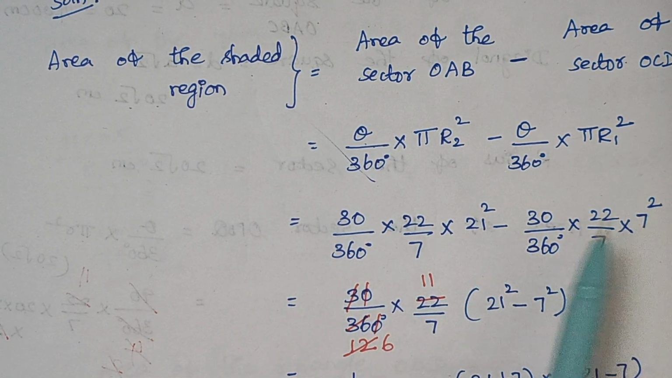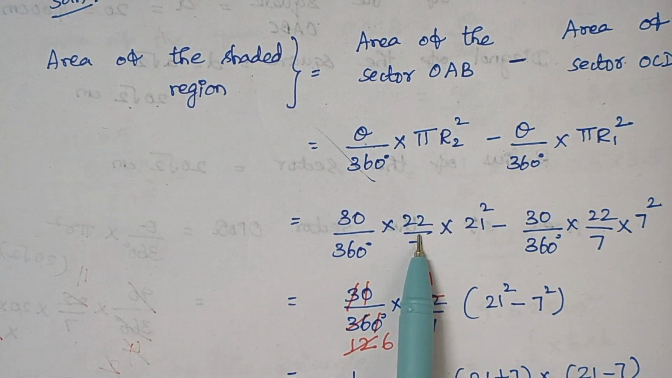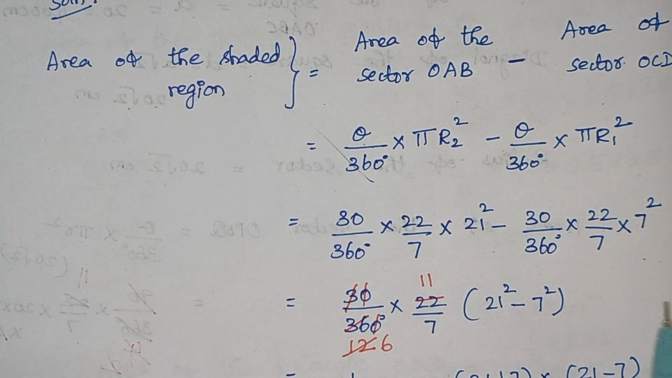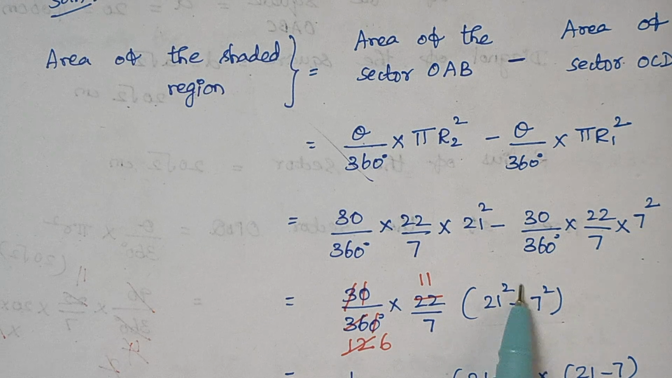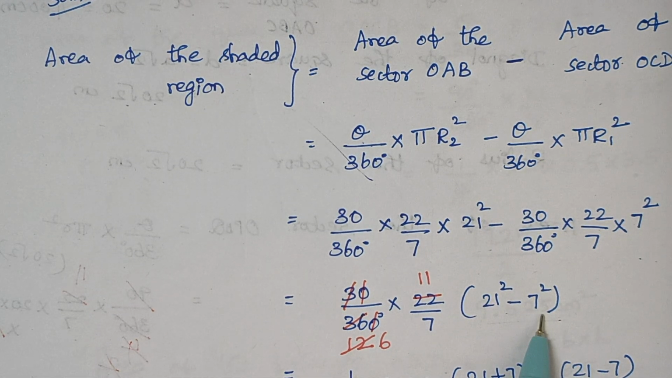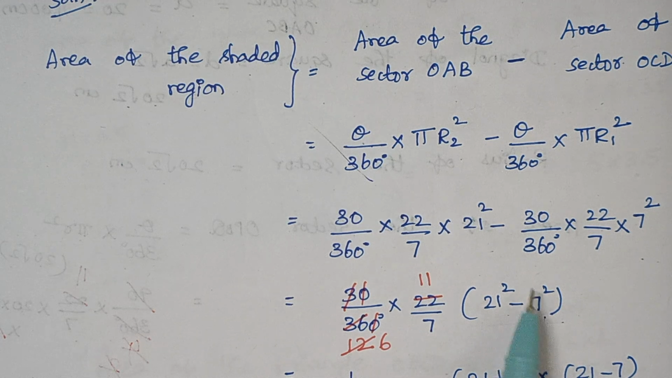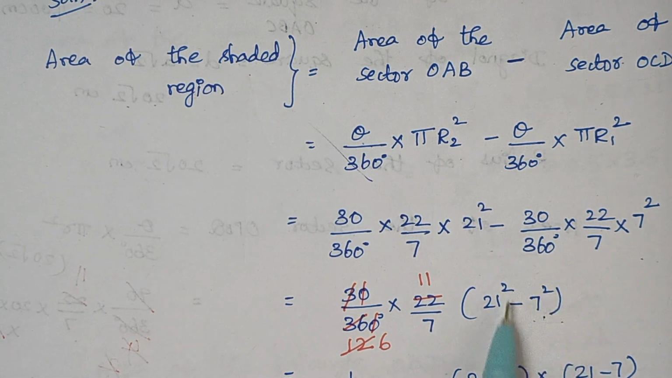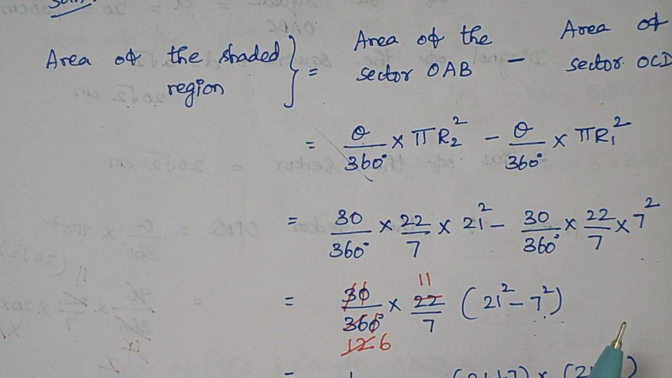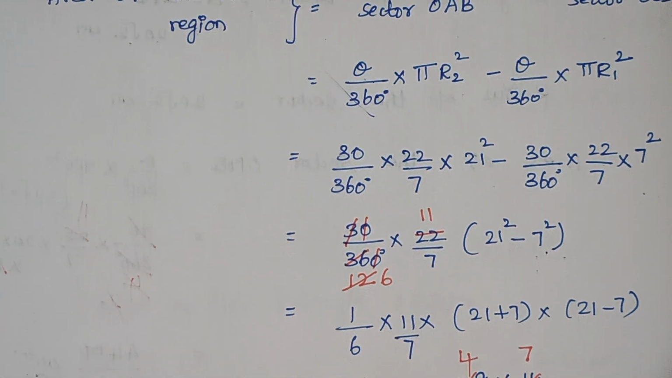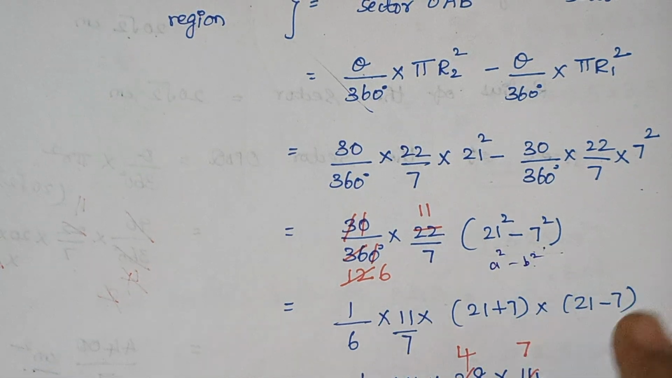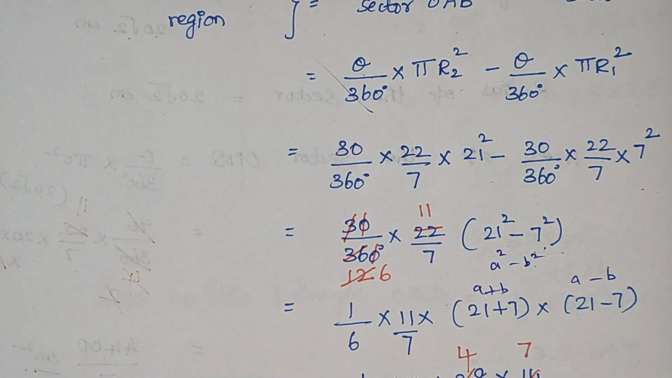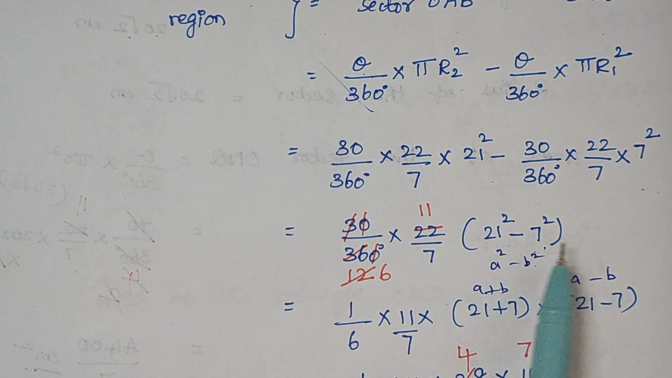After substituting, theta is 30 and pi is 22 by 7, right? The value of r2 is 21 and r1 is 7. So when you take the common terms outside, the remaining terms are 21 square minus 7 square, right? Whenever you have numbers like this, it is up to you to calculate 21 square and subtract the 7 square from this answer. But here I did it this way, using the formula a square minus b square, which can be written as a plus b into a minus b. So what is the value of a? It is 21, and b is 7.